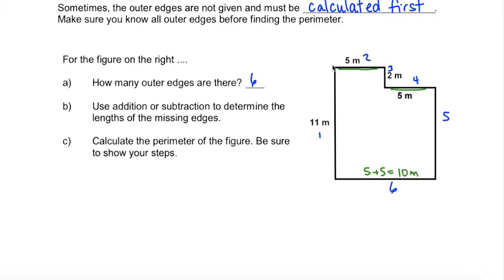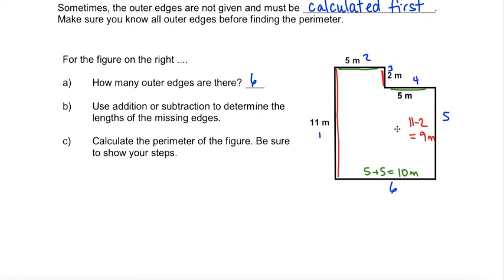So that's the measurement for side 6. So now let's take a look at side 5. We know that the entire length of this, or the height of this shape, is 11. We know that this little section right here is 2. So if I subtract 2 from 11, I should get the leftover side for 5, which would give me 9 meters.